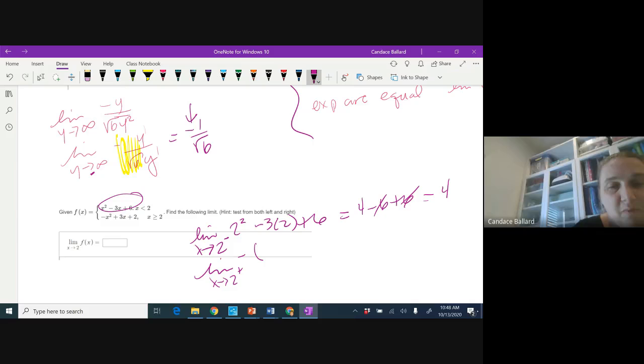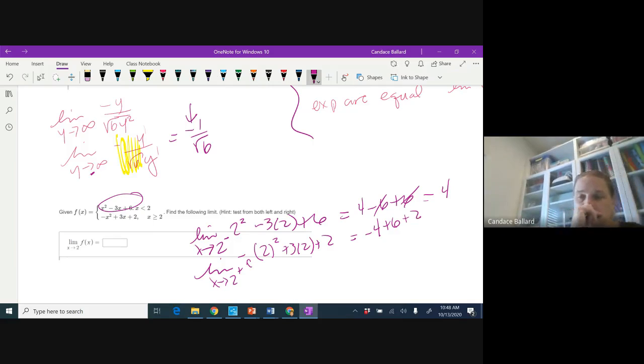The limit as x approaches 2, I should have really written right up there, from the right, of negative parentheses 2 squared plus 3 times 2 plus 2. You've got to be careful on this. This is 2 squared. This negative is not part of the squared, so the negative stays. My guess is that's probably where the mistake is. Plus 6 plus 2. So I'm seeing negative 4 plus 6 is 2, plus 2 is 4. So my overall limit would have been 4.